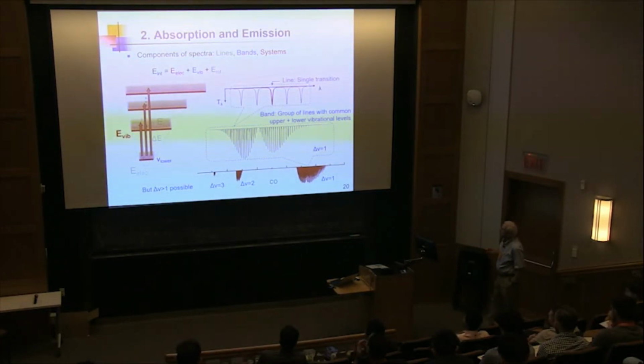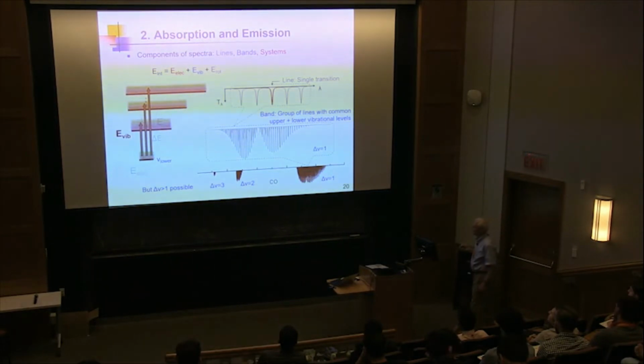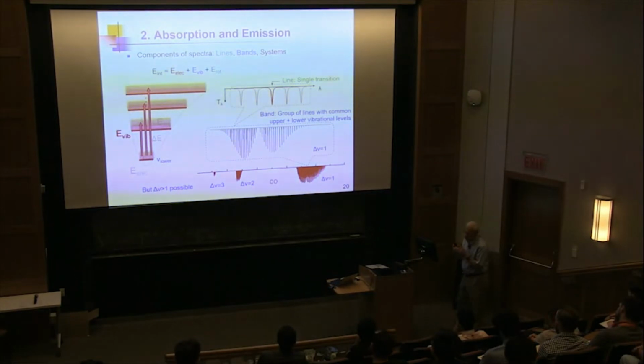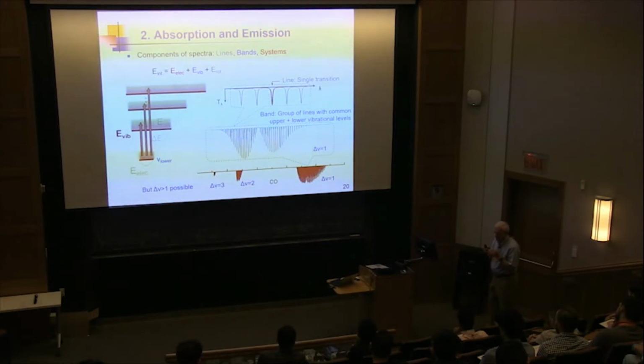So this would be the P and R branches, or delta V of 1 transition, which we're going to call the fundamental. We'll learn about that later. However, it is possible to have delta V of 2, but they tend to be 10 to 100 times weaker, and delta V of 3 weaker still. Some people will study these weak transitions, because their strengths tell the physicist something about the structure of that molecule. They might provide information which can be used to adjust their theoretical models and the parameters that represent that molecule.